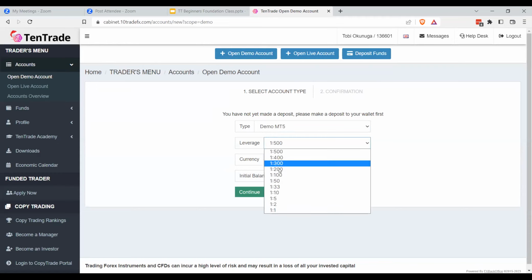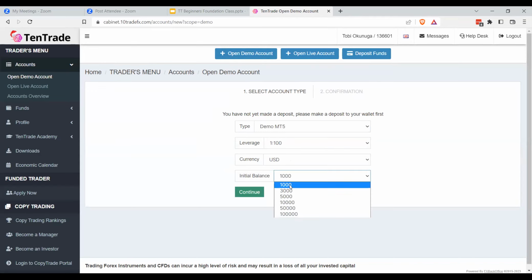Leverage, select 1 to 100 leverage. Currency, USD, leave it as that. Initial balance, you want to use a demo account balance that is similar to what you will be funding your live account with. So if you're going to fund your account with, let's say, $5,000, you can use a demo account of 5K, for example. So use something reasonable, close to what you want to be funding with. And then you click on continue.